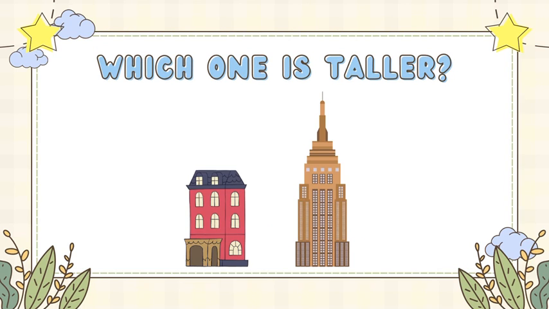Next, let's look at these two buildings. Which one is taller? Try to spot the one that reaches higher into the sky. Have you done that? Then correct, the one on the right, the brown building, is definitely taller. Again, almost twice the size as the red building.